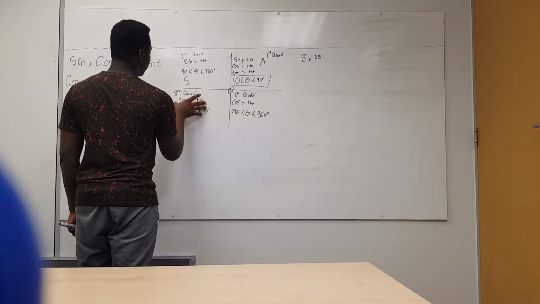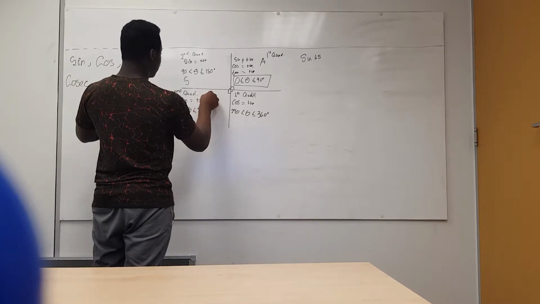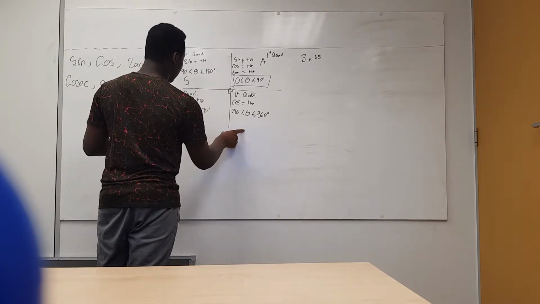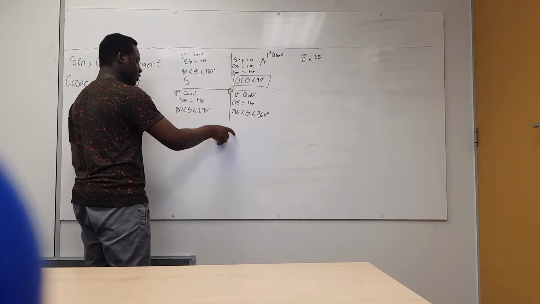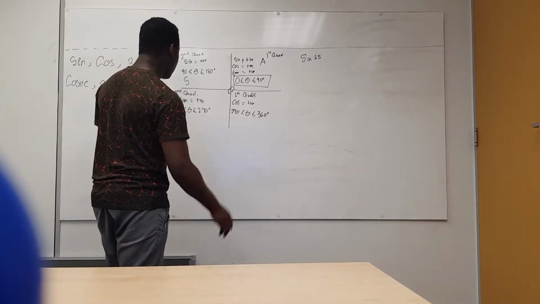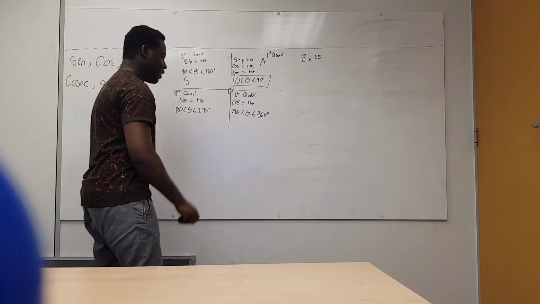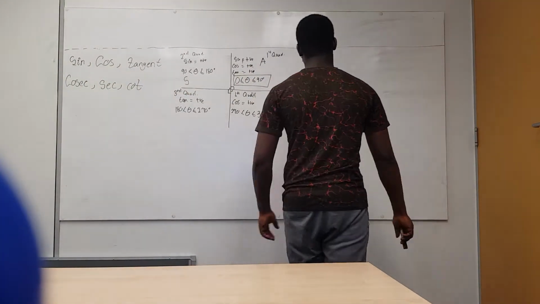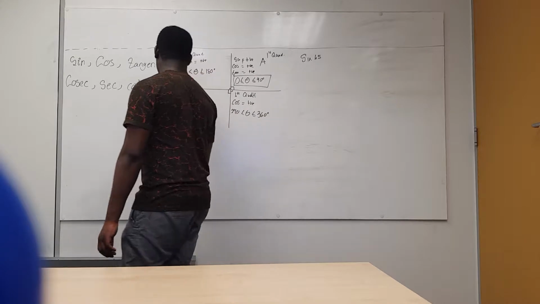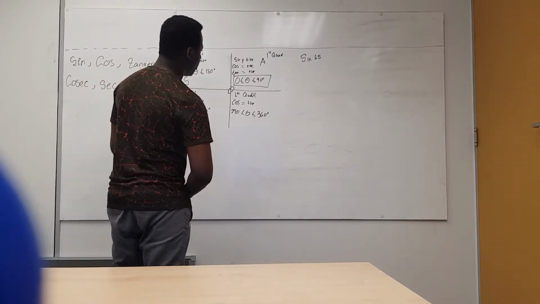So any angle greater than 180 and less than or equal to 270 degrees is going to be positive for tan, but it's going to be negative for sine and cosine. And use that same logic for cosine as well. So sine 45 is going to give you a positive number. Cosine 45 is going to give you a positive number.